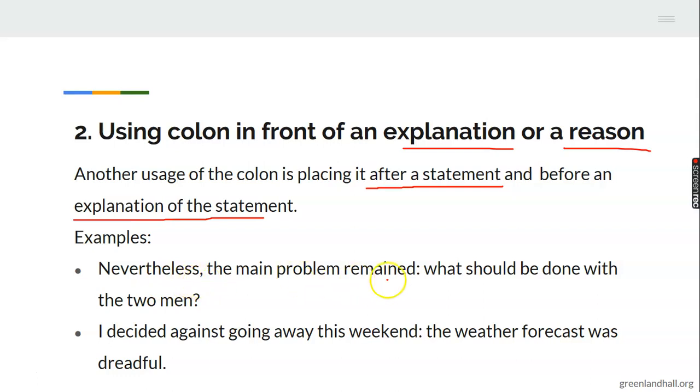Nevertheless, the main problem remained. That is the statement, right? And we said after the statement. So our colon comes after the statement. Nevertheless, the main problem remained.